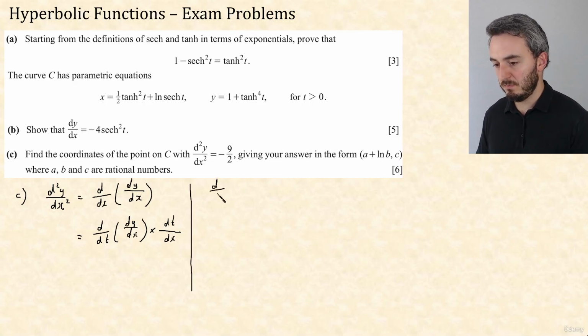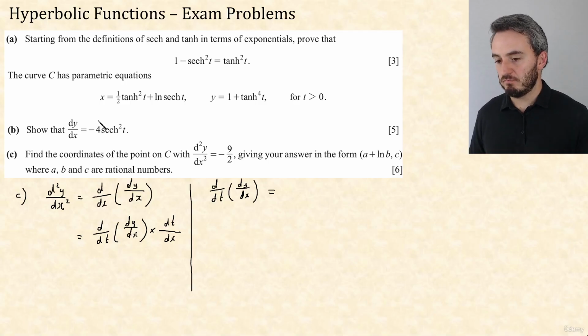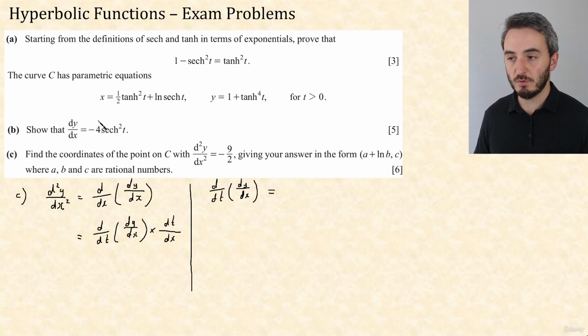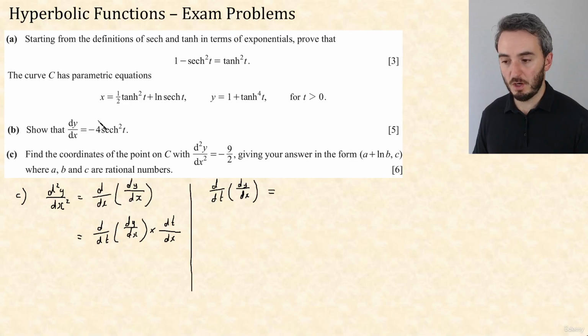So d by dt of dy by dx, that is just differentiating minus 4 sech squared t. Now, if you know the derivative of sech, go ahead and use it along with the chain rule. I find people often just forget the derivative of sech, cosech and coth. So often I would advocate just converting everything into sinh, cosh and tanh. You don't need to. I'm going to show you how to do that.